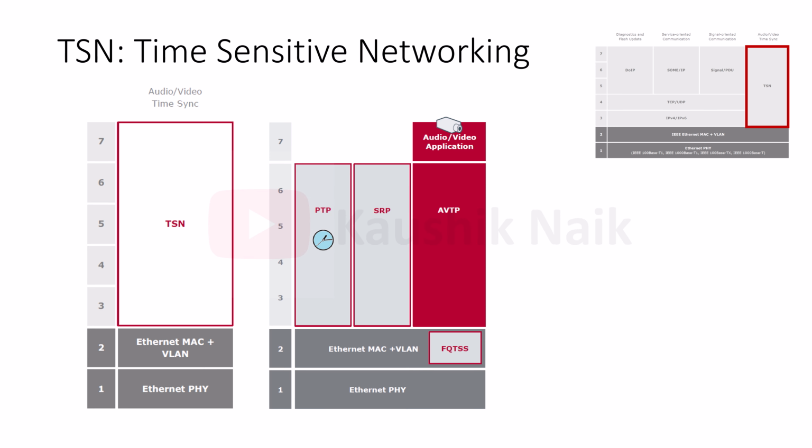The fourth use case is time-sensitive networking. This is directly over the Ethernet protocol, so it covers between layers 3 to 7 of the OSI layer. TSN has different protocols like PTP, Precision Time Protocol, SRP, Stream Reservation Protocol, and AVTP, Audio Video Transport Protocol.